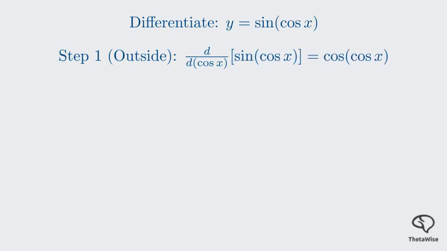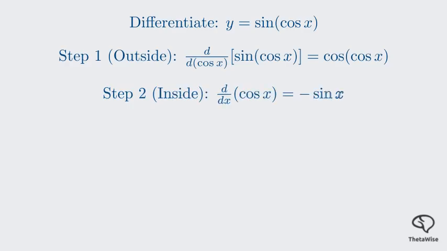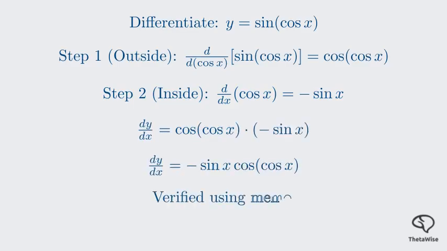Now we multiply by the derivative of the inner function. The inner function is cosine x. The derivative of cosine x is negative sine x. So we multiply our previous result by negative sine x. Combining the two parts gives us our final answer. dy/dx equals negative sine x times cosine of cosine x. Again, this matches our memo.